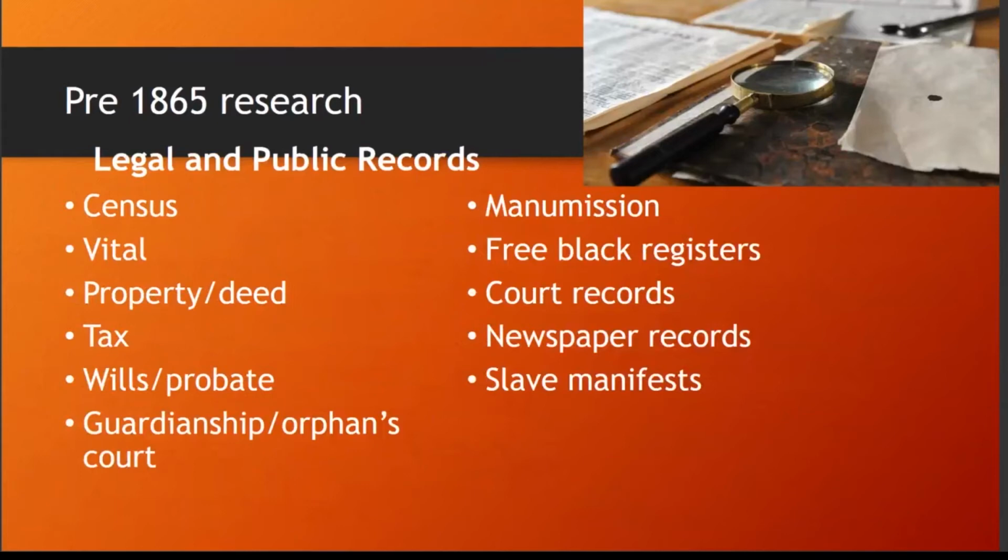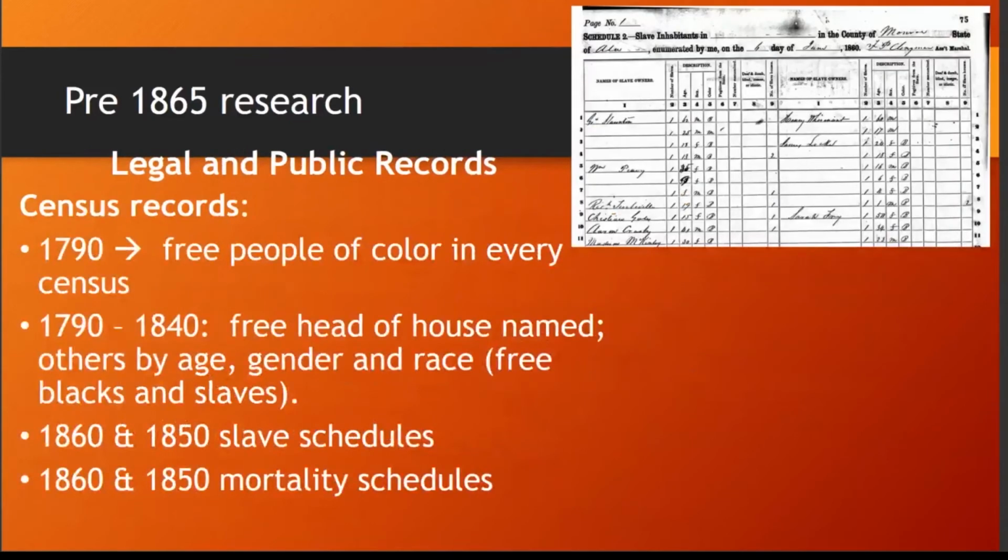And under that category, there's 11 types that we're going to really briefly touch on: census records, vital records, property and deed records, tax records, wills and probate records, guardianships or orphans courts records, manumission records, free black registers, court records, newspaper records, and slave manifests. I've already mentioned the census several times, but this information is going to help you know what to look for.